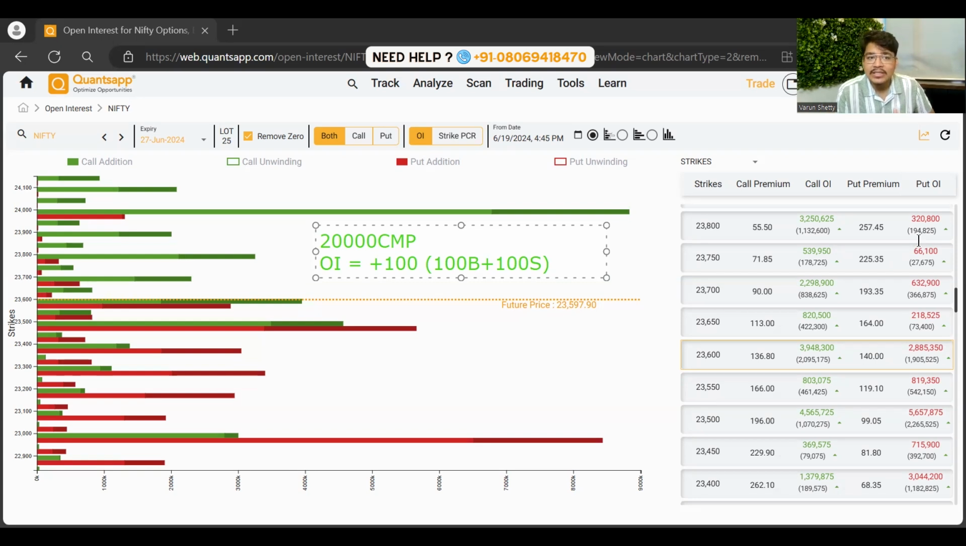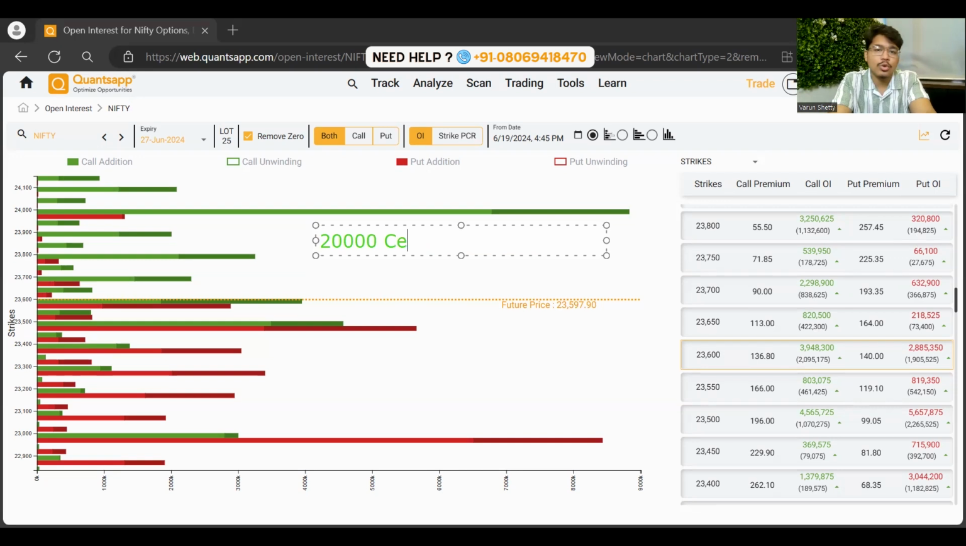But in options, there is a slight complication. Inside options, option buyers always have limited risk and option writers always have undefined risk. Same thing if I type here: instead of 20,000 being the current market price, I take the 20,000 CE, a call option. Let's say the 20,000 call option has experienced an open interest increase of 100 contracts. Here it's the same thing, 100 buyers and 100 sellers. But we will choose the perspective of option sellers or option writers.